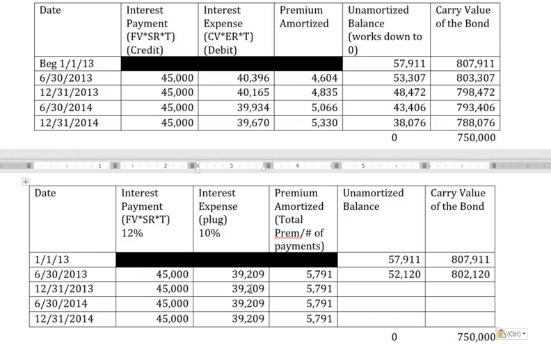Now, we are allowed to use straight line if the results are not materially different from the effective interest. So really, the effective interest method is the GAAP method. It's the preferred method because it more accurately reflects the time value of money. But when we get into the straight line method, if it does not create a difference that's material between the two, then you could probably use it.